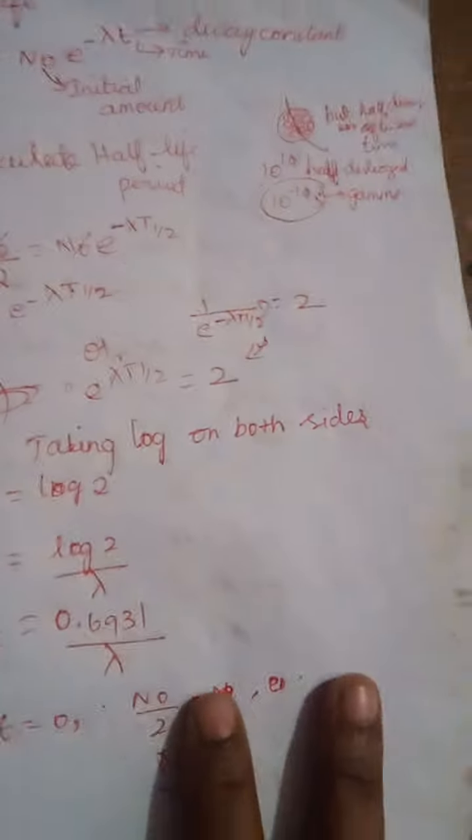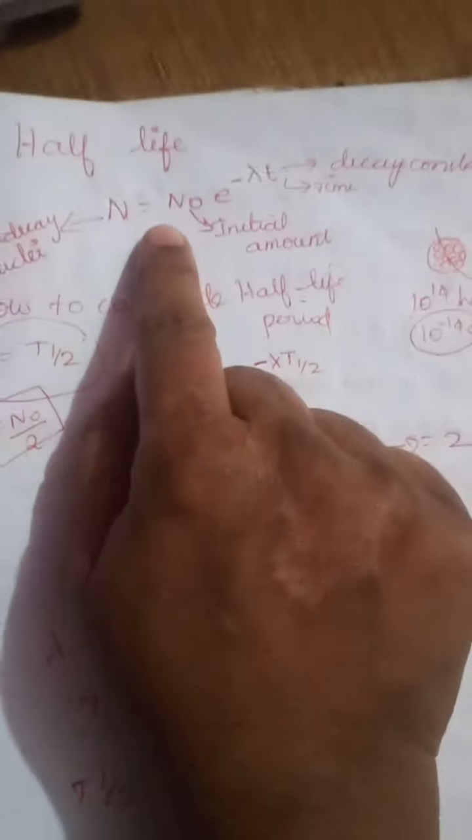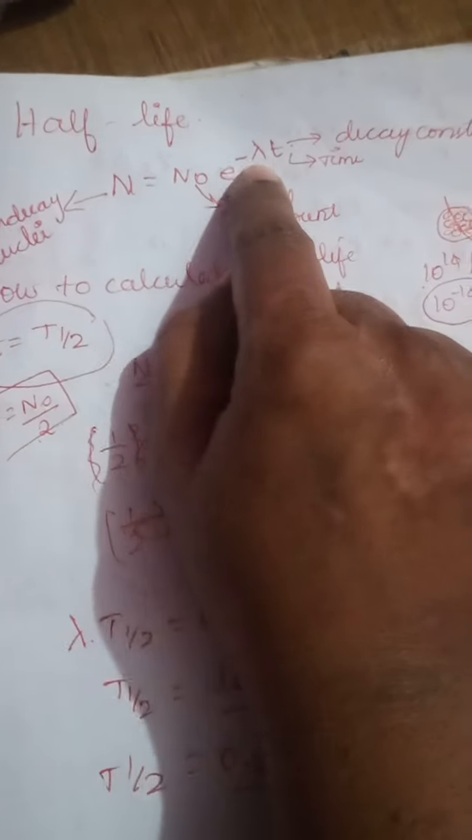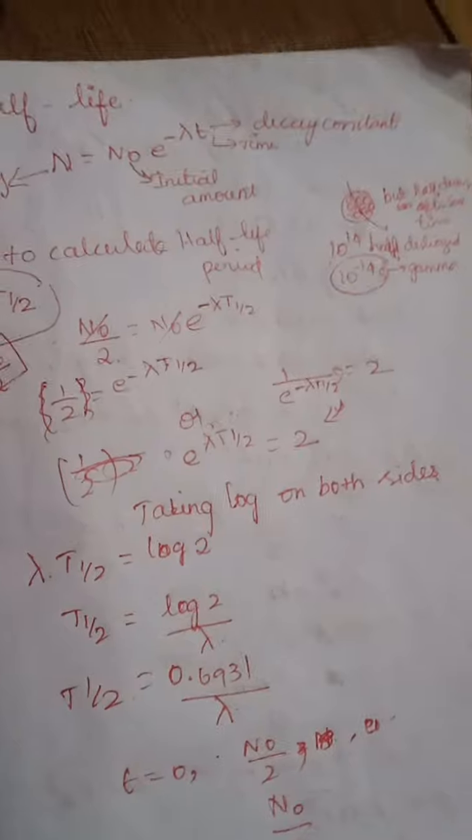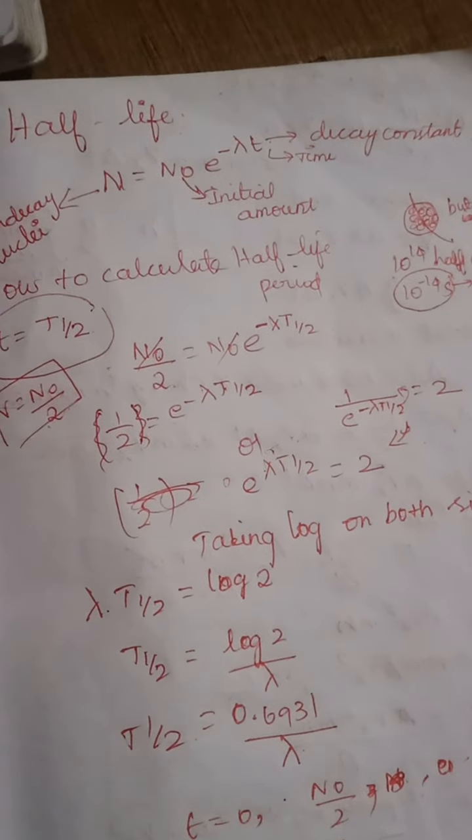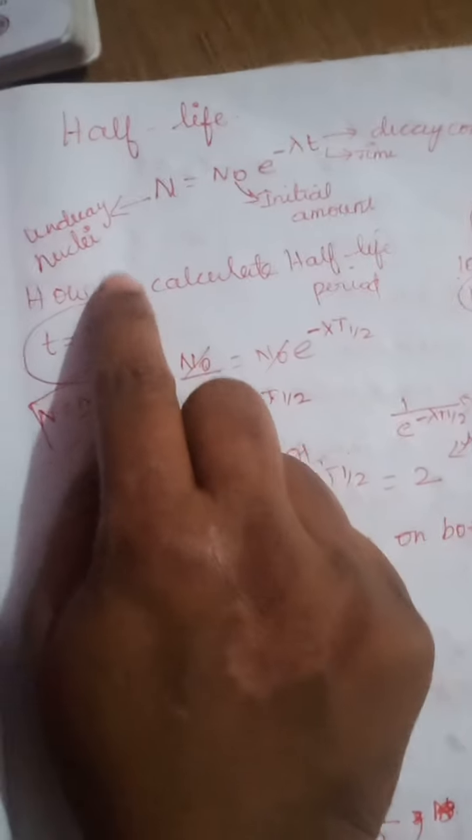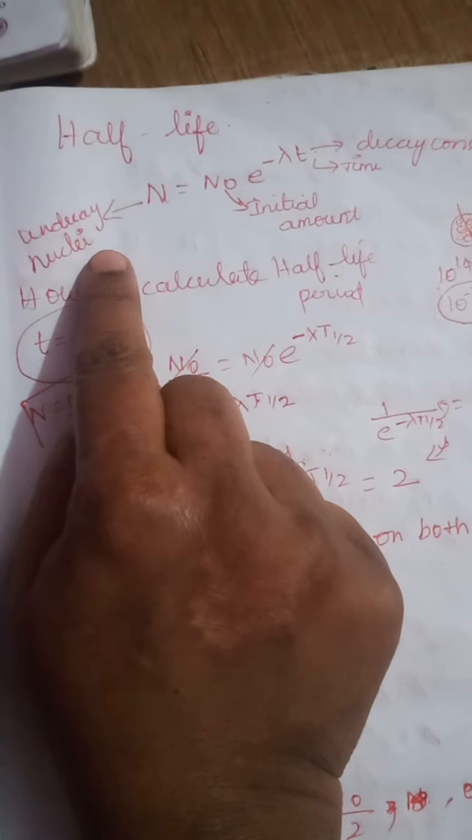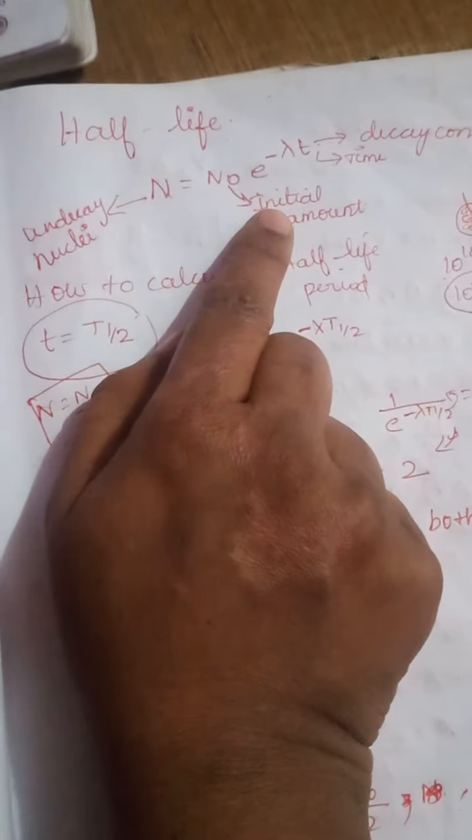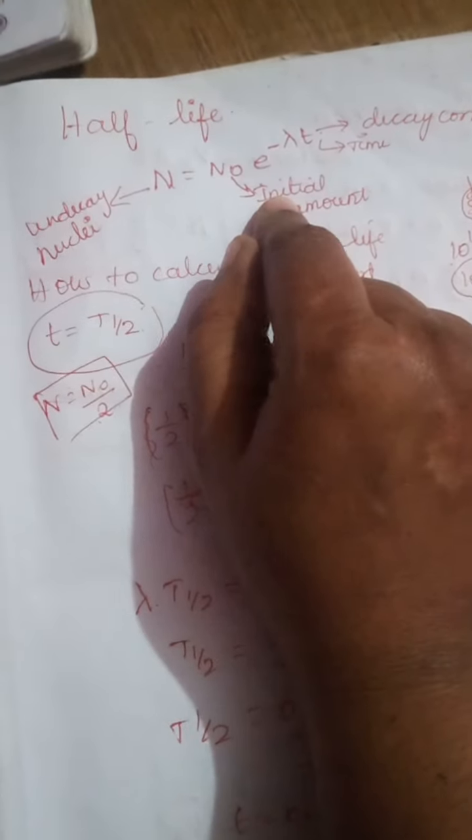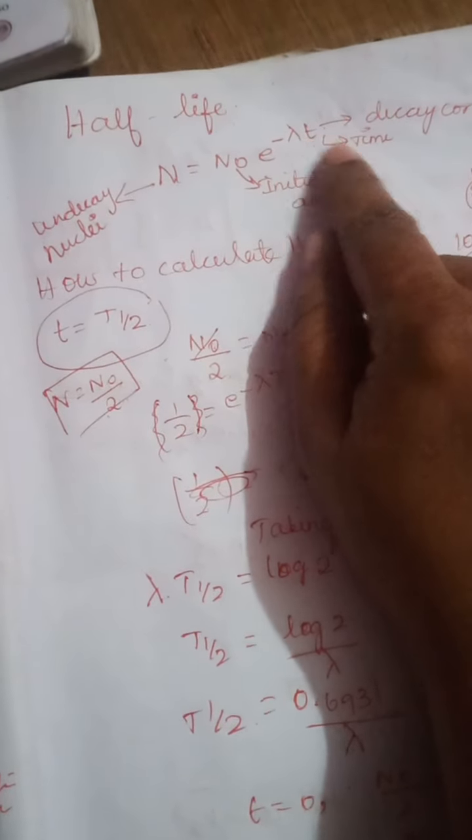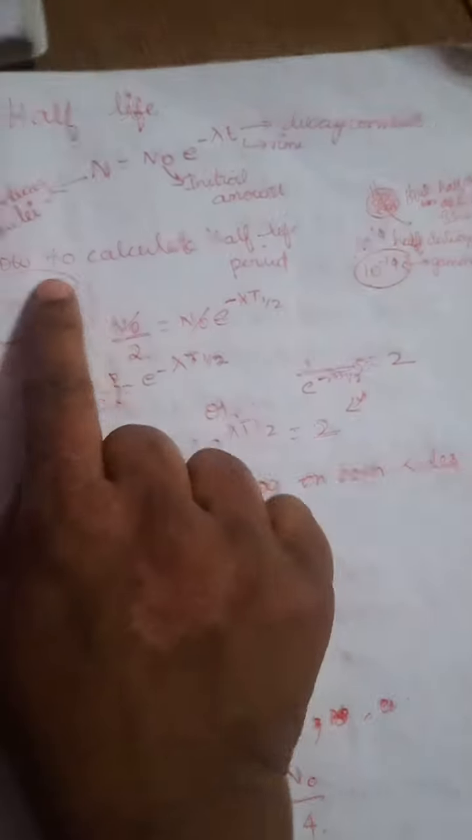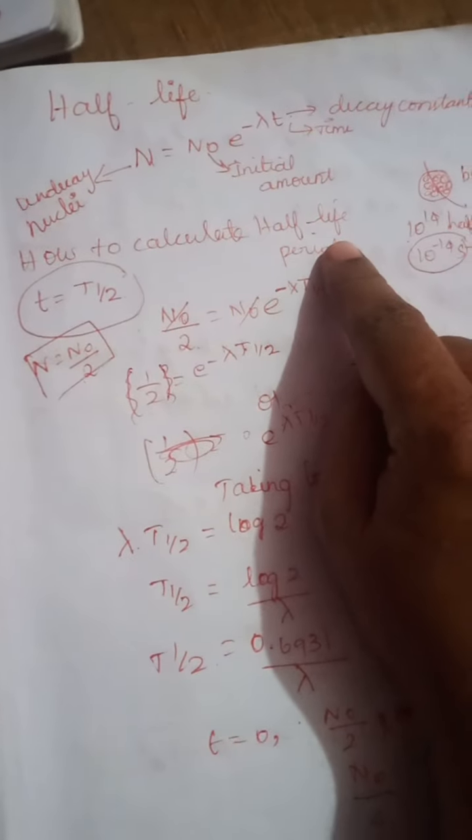Now we will see the equation here. N is equal to N0 e to the power minus lambda t. This is the equation we have seen for radioactive element decay in the previous topic. Here N is the undecayed nuclei, N0 is the initial amount of nuclei, lambda is the decay constant, and t is the time. Now, how do we calculate the half-life period?